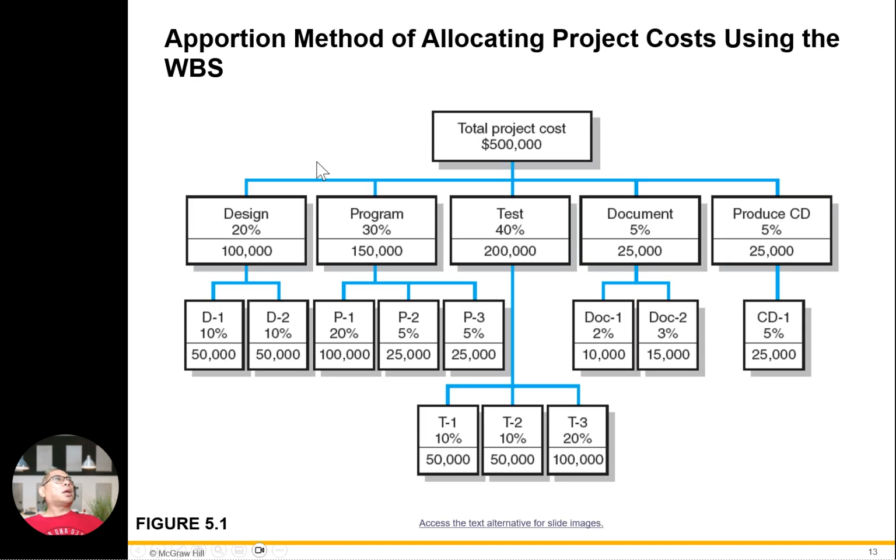Let's look at the apportion method for allocating. For example, total project cost 500,000: 20% for design, 30% for programming, 40% for test, documentation 5%, producing the CD 5%. So it's all detailed here. Okay, and this is the apportion method.